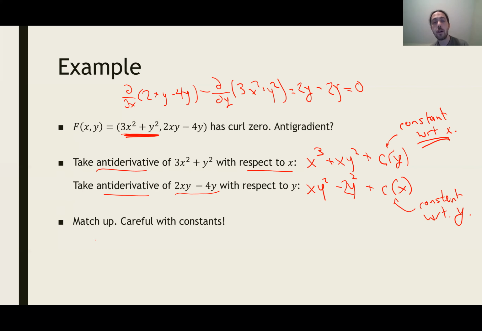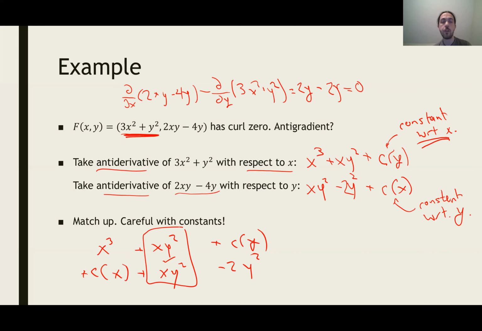On the top, we've got x cubed plus xy squared plus something that only depends on y. On the bottom, we've got xy squared, that matches up. We've got minus 2y squared, and something that only depends on x. And what we're trying to do is match up something that depends on both of them, something that depends on x, and something that depends on y. And that's the main method we have. We figure out what the constant parts are by looking at the other antiderivative.